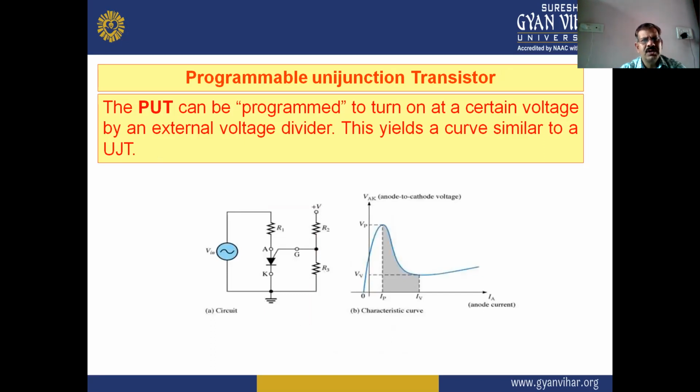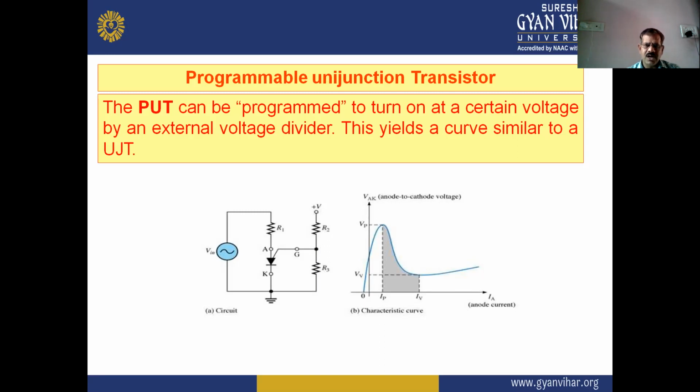The PUT can be programmed to turn on at a certain voltage by an external voltage divider. This yields a curve similar to a UJT. So this is the circuit diagram of PUT, in which we applied input voltage across the anode and cathode, and also the gate connected two resistances R2 and R3, and by the DC supply voltage V.